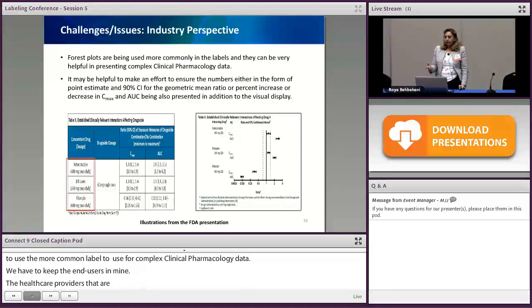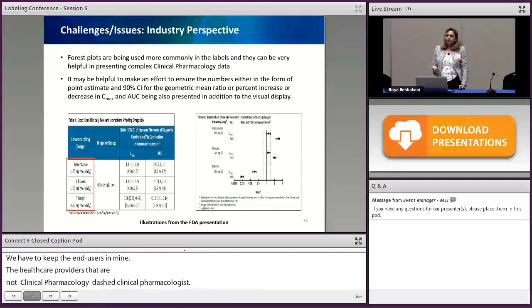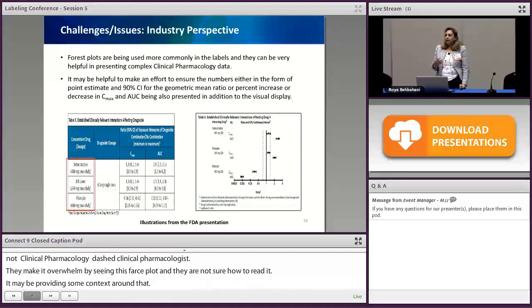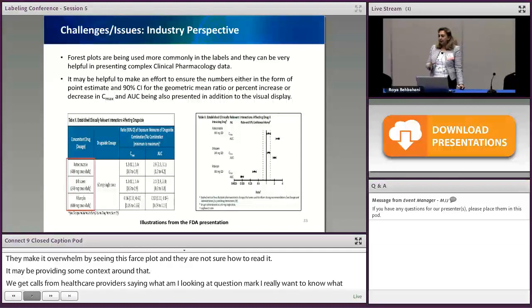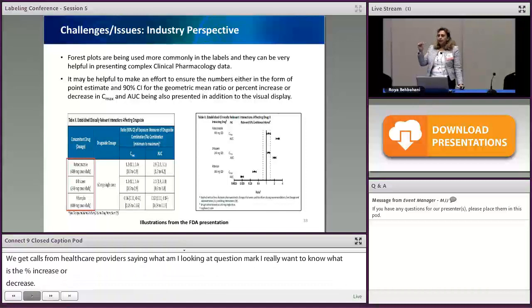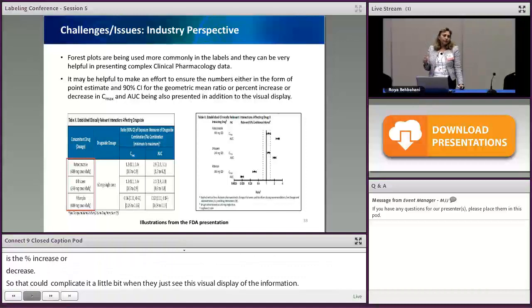And so maybe providing some context around that. We get calls from healthcare providers saying, oh, well, what am I looking at? I really just want to know what is the percent increase or percent decrease in Cmax and AUC. And so that could complicate things a little bit when they just see this visual display of the information. So we just have to be conscious of the end user, our healthcare providers, and what they're going to need at the end.